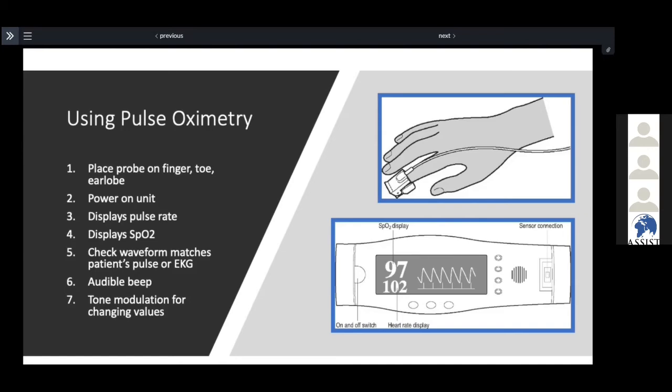Most pulse oximeters also have the capability to change the tone of the beep with changing values of oxygenation. The higher the SpO2, the higher the tone. The lower the SpO2, the lower the tone. Changing tones with changing SpO2 is called tone modulation. It sounds like this for an SpO2 of 100%. And it sounds like this for an SpO2 of 85%.